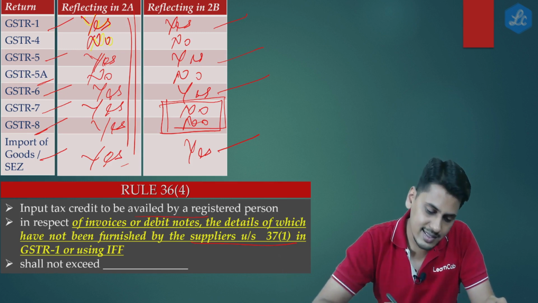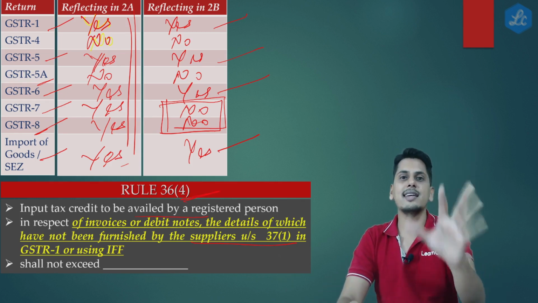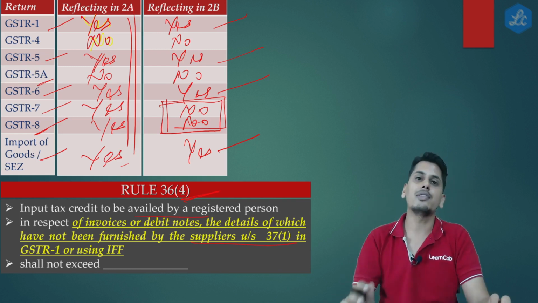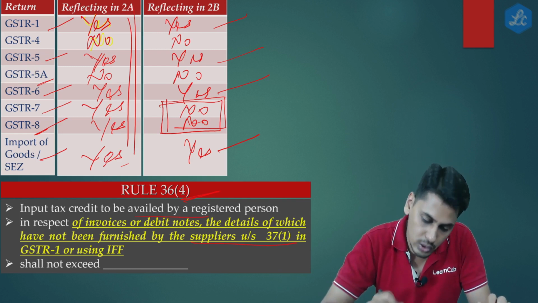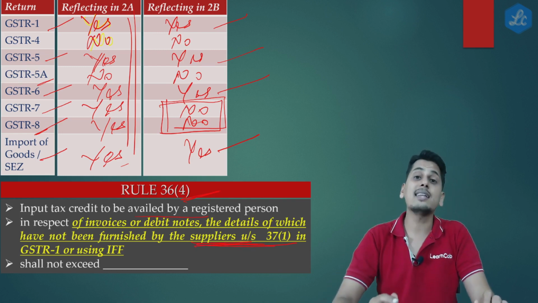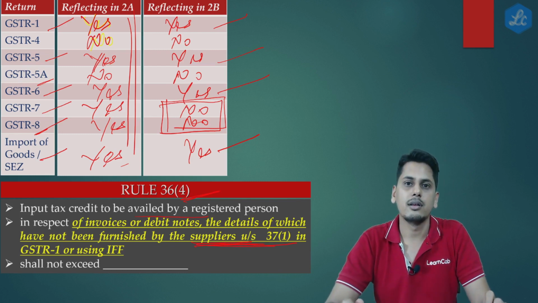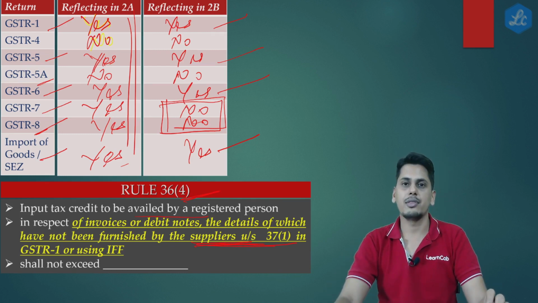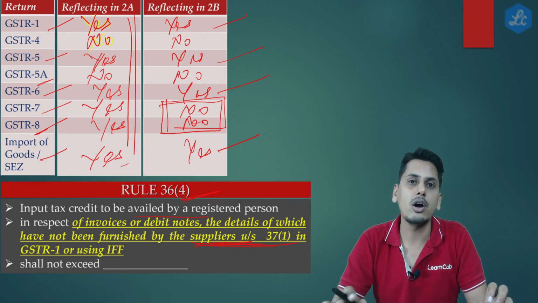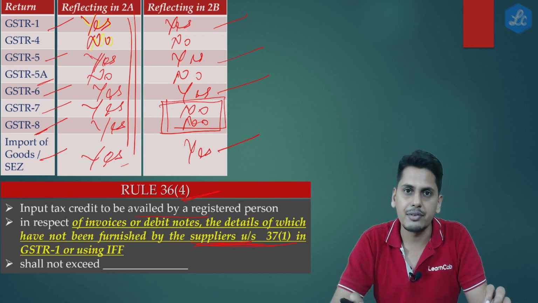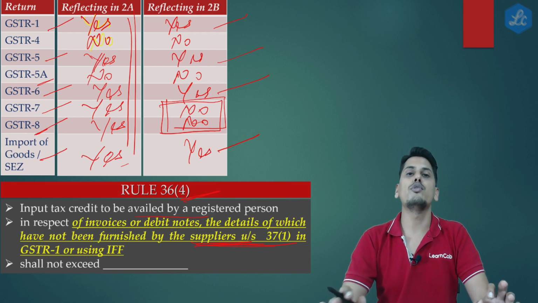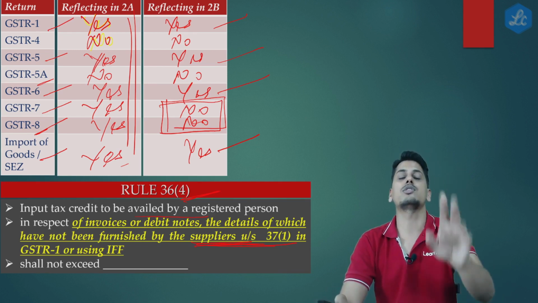Friends, 36 sub rule 4 is not restricting me, because the applicability of 36 sub rule 4 is only in those cases where the suppliers have not filed GSTR 1 or IFF. It is not talking about GSTR 5. So friends, 36 sub rule 4 would not apply in those items the source of which is GSTR 5.